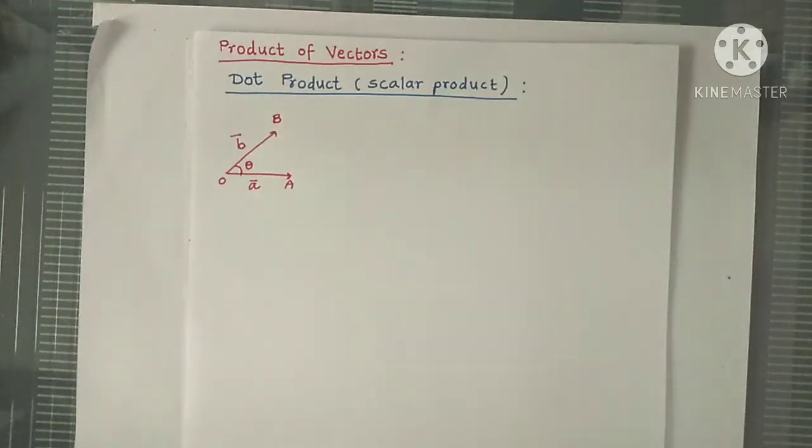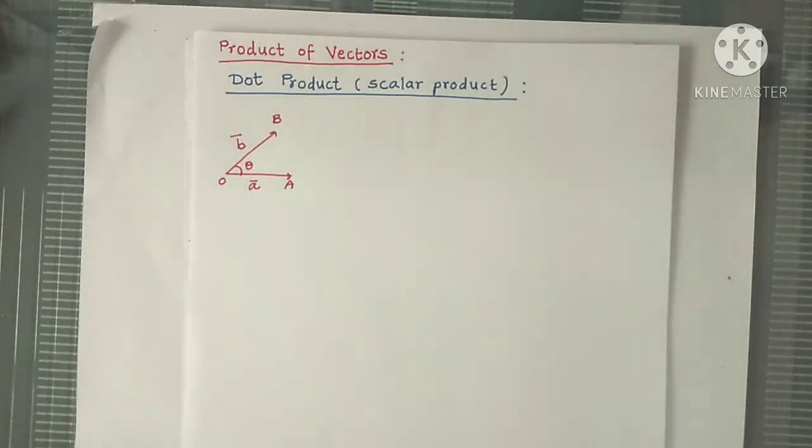In this video we are going to learn product of vectors. First product, that is dot product or scalar product. So we are going to learn product of vectors: dot product, then cross product, then scalar triple product and vector triple product. So the first one is dot product or scalar product. One name is given as we are going to use dot in the definition, and by the property it is also known as scalar product.